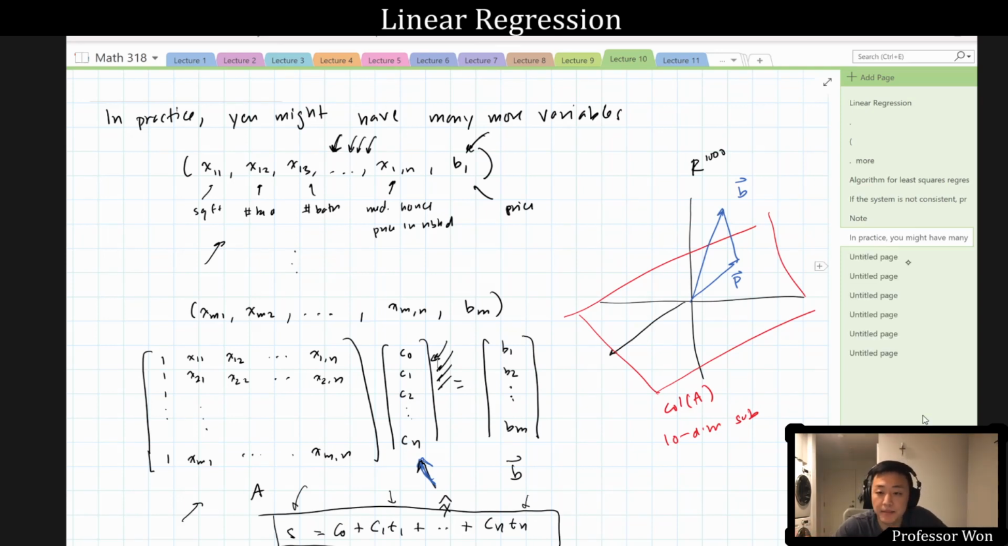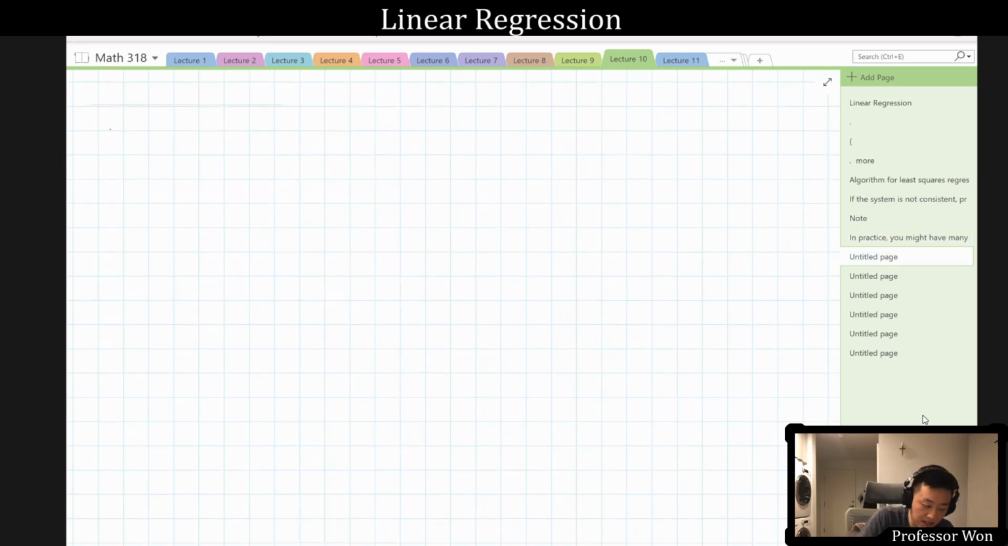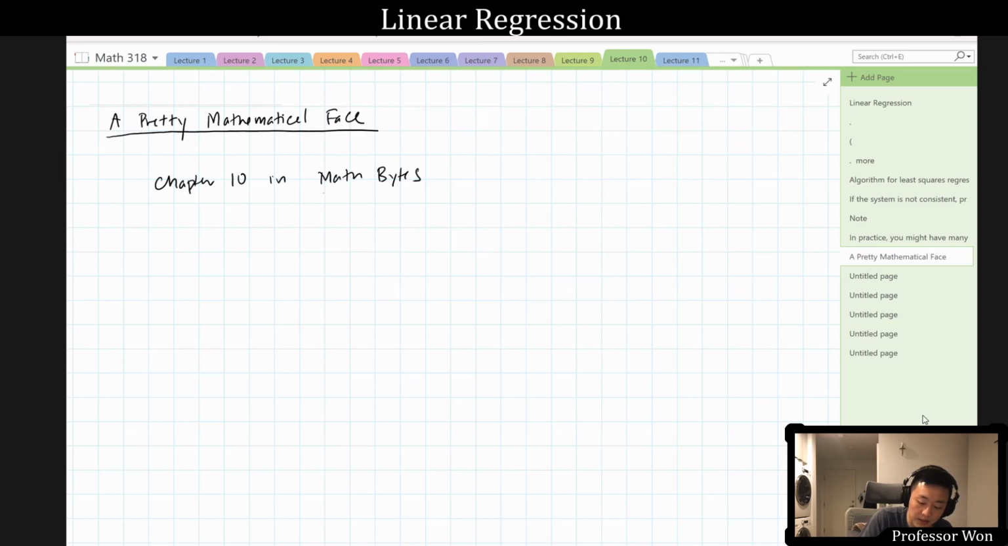Okay, and since I have a little time, I did want to talk about another application of projection. It's kind of a cute little diversion. And this is called a pretty mathematical face. I'm borrowing this from Professor Thomas's notes, but the original source is chapter 10 in Math Bites. So that's where I'm going to show you some images by Tim Chartier, I'm not sure.